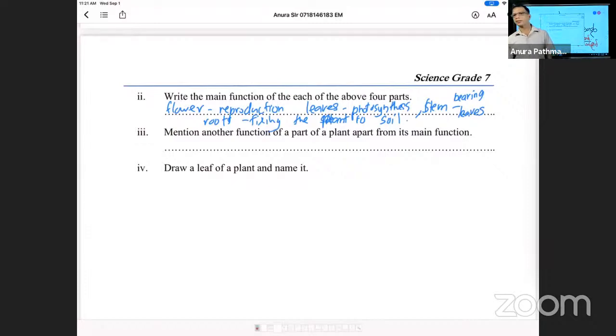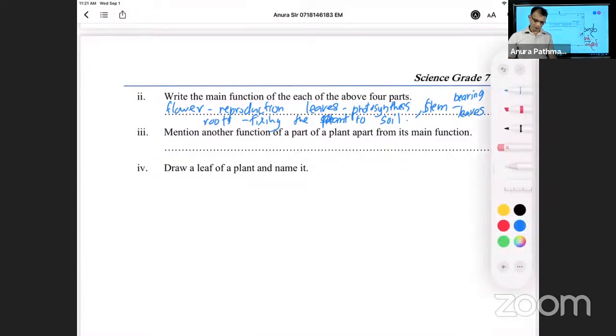Somebody ask. What is the main function of buds? To give protection to the inner part of the flower. So what is the last one you wrote? The flower, the last one. Roots: fixing the plant to soil. Fixing the plant to soil. I'm sorry I didn't write it perfectly.